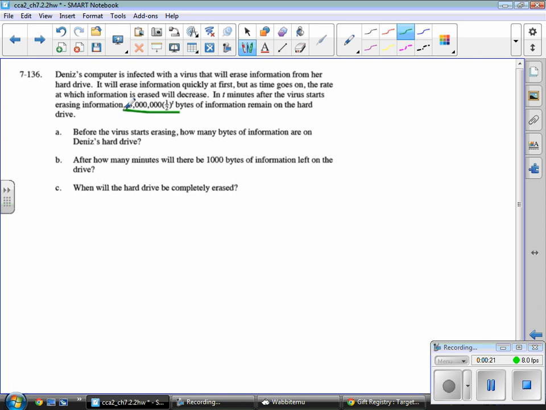If I just look at the equation, I see the number in front of the multiplier is 5 million. That is the starting value. Basically, the number in front of the multiplier.